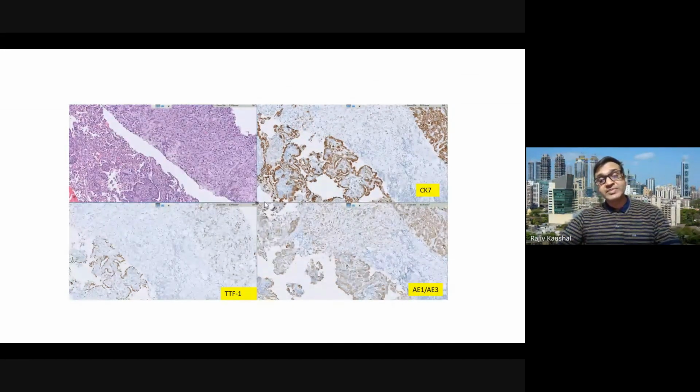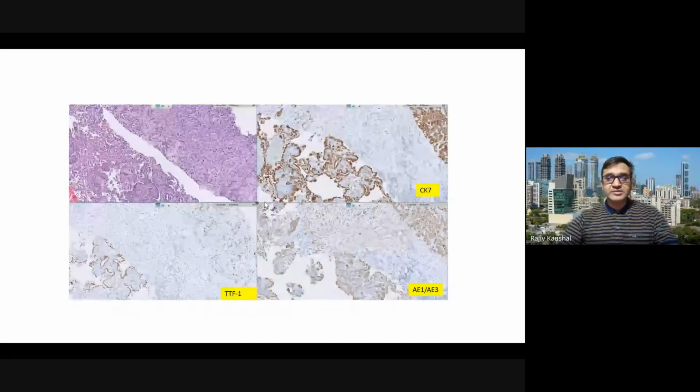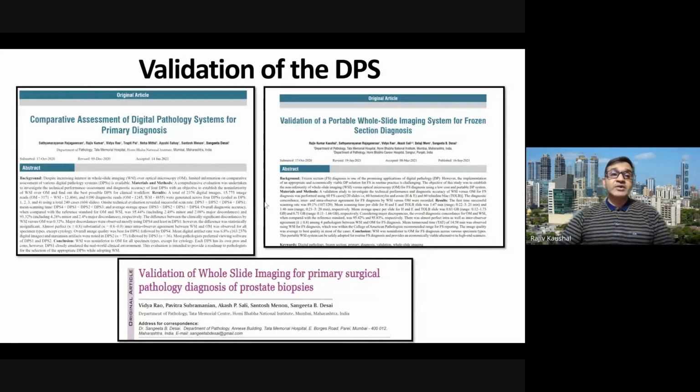So if you start using it, you will enjoy it; there is fun in doing the reporting on these digital platforms, because they give a lot of flexibility to the pathologist. But before you start using it for primary diagnosis, there is a recommendation that you first validate the system for routine reporting. And there are guidelines from the CAP or RCPath to adopt and use them.